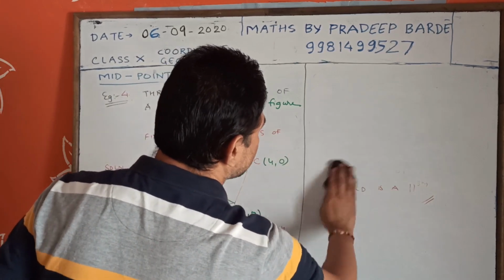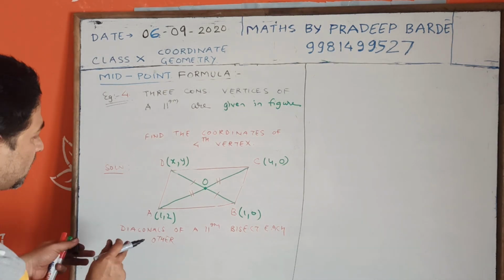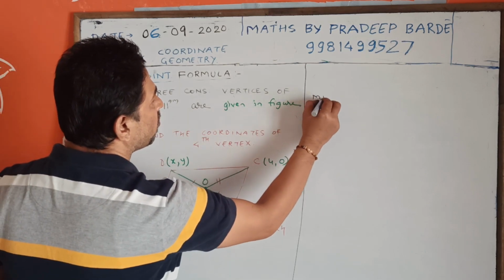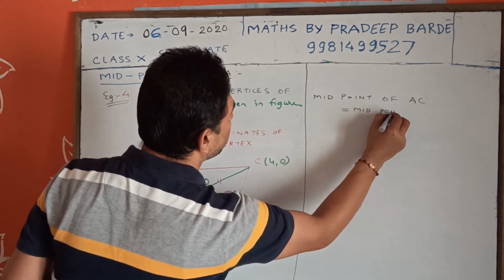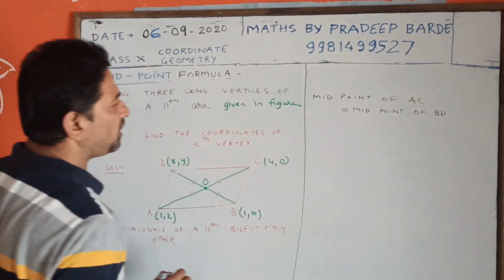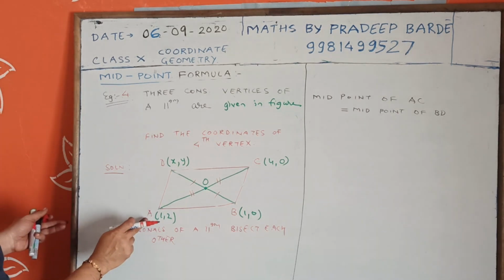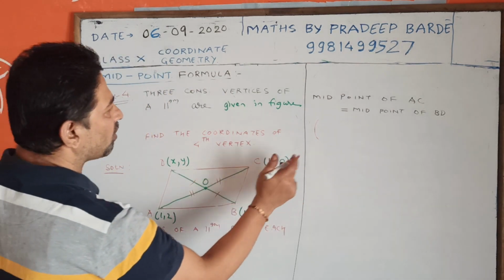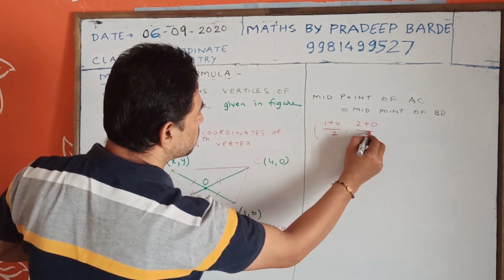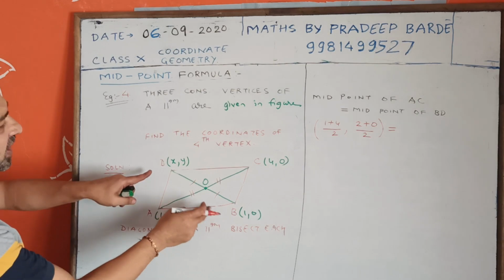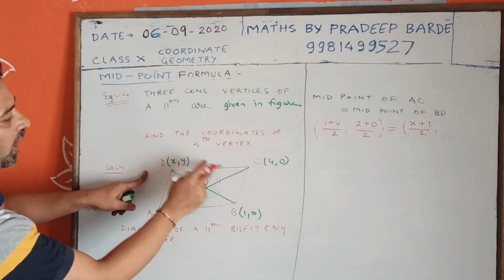Now as we have discussed just now, diagonals of a parallelogram bisect each other. तो इसका जो मतलब होता है वो ये होगा बच्चों, midpoint of AC equal to midpoint of BD. अब ये कॉन्सेप्ट हम यहां पे अप्लाई करते हैं। AC का मिड पॉइंट लिखिए बच्चों, AC का मिड पॉइंट (1 + 4)/2 and (2 + 0)/2 equal to BD का मिड पॉइंट (x + 1)/2, (y + 0)/2.